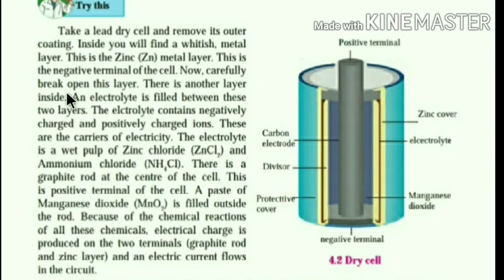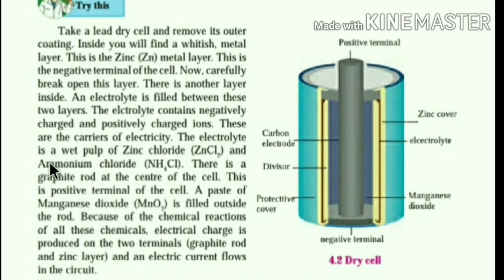Now carefully break open this layer. There is another layer inside. This is the first layer, this is the second layer. An electrolyte is filled between these two layers. This electrolyte contains negatively charged and positively charged ions. These are the carriers of electricity.